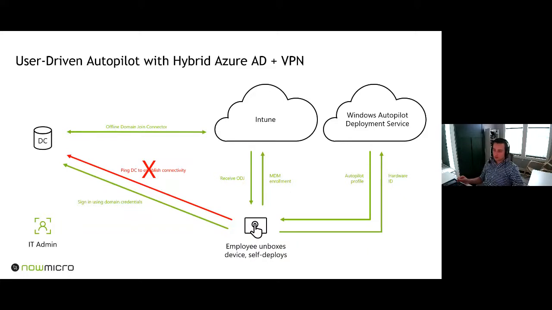So this VPN connection would connect automatically and allow the device to have a connection to the on-prem Active Directory to authenticate the first-time user logon. So we would not need that. This could be done at the user's house. We wouldn't need to have the device on the network to have that DC connectivity.